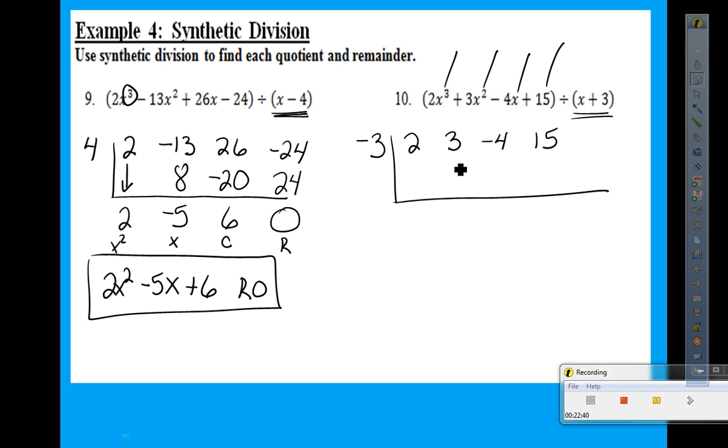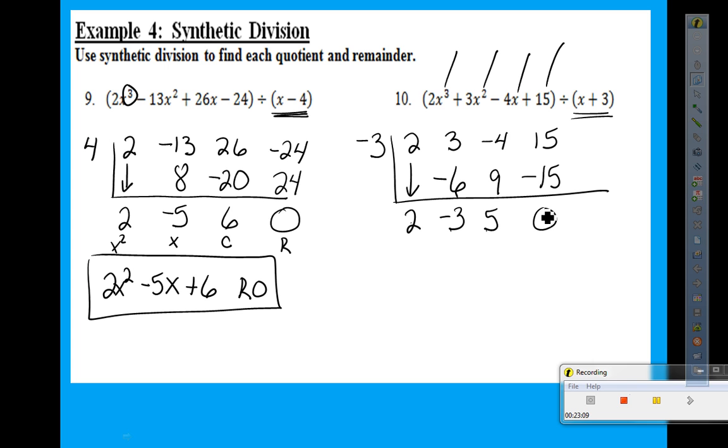Here goes my process. Drop the 2, and here's the process. Negative 3 times 2 is negative 6. Add them together and get negative 3. Negative 3 times negative 3 is 9. Add them together and get 5. Negative 3 times 5 is negative 15. Add those together and get 0.